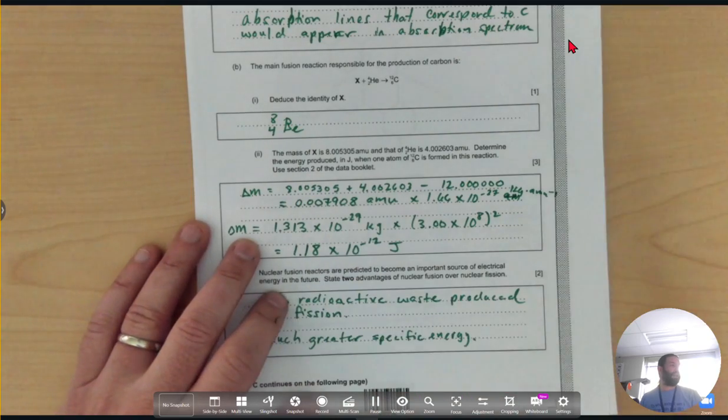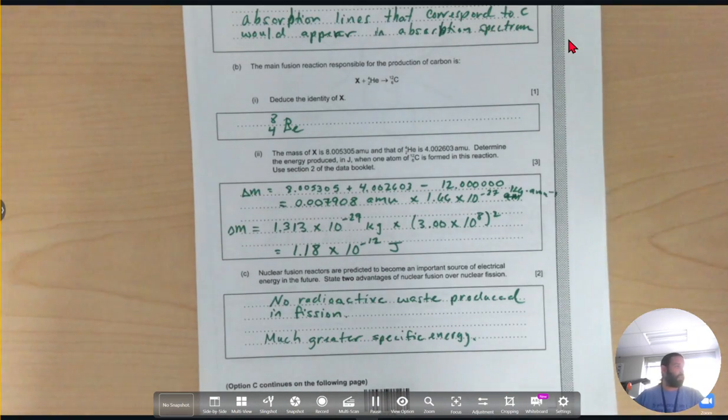All right, so here we've got the E equals mc squared calculation. It says the mass of this isotope is that, and the mass of helium-4 is that. Determine the energy produced in joules when one atom of carbon-12 is formed. All right, so remember, when we do these, the mass of the product will be slightly less than the mass of the reactants. That missing mass is converted to energy, and that's where we get the energy from.